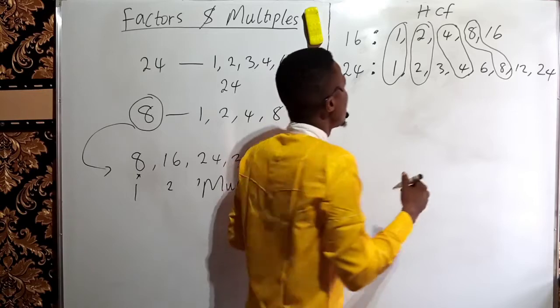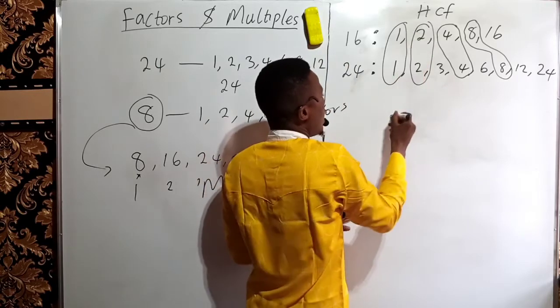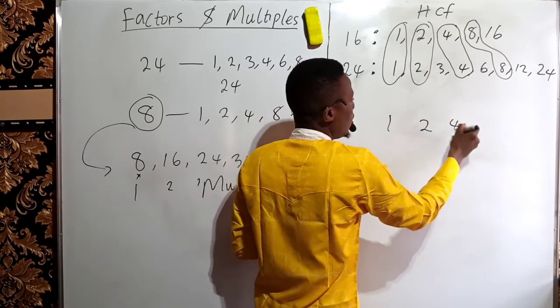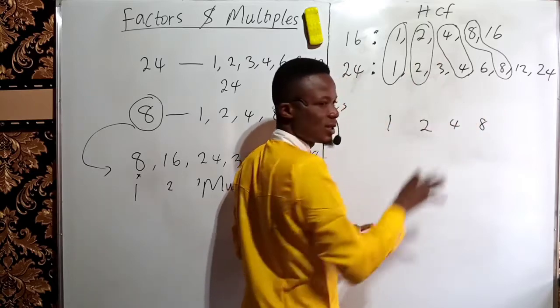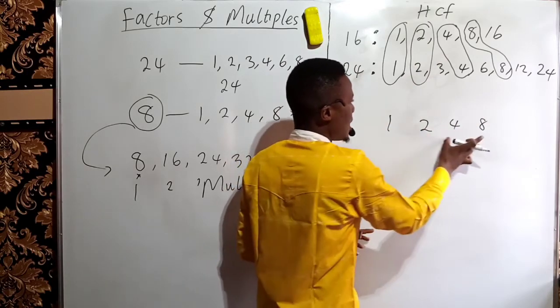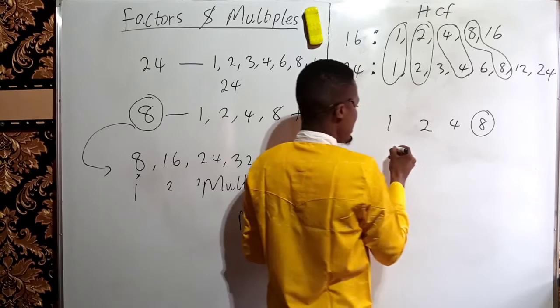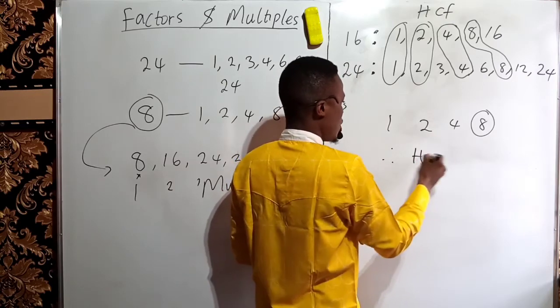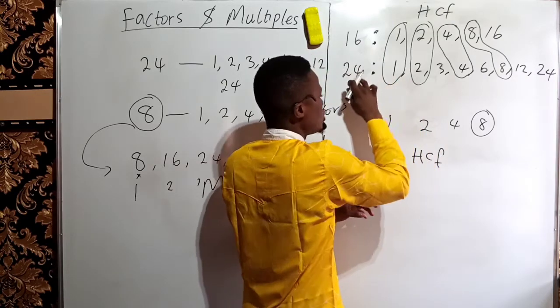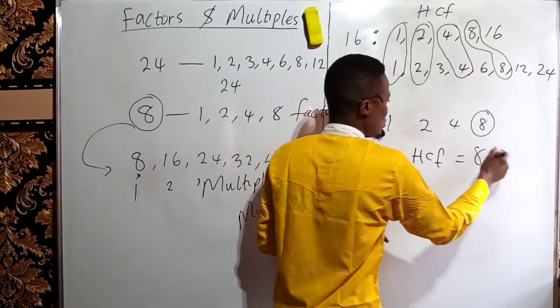Alright? Now, among these common factors, which are 1, 2, 4, and 8, 1 is the lowest, and among these numbers, the highest is 8. Therefore, the highest common factor of 16 and 24 is equivalent to 8.